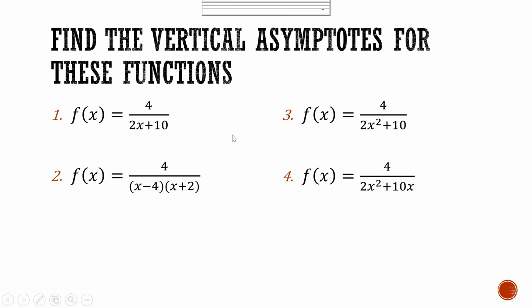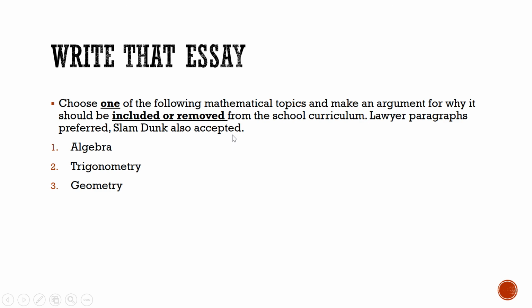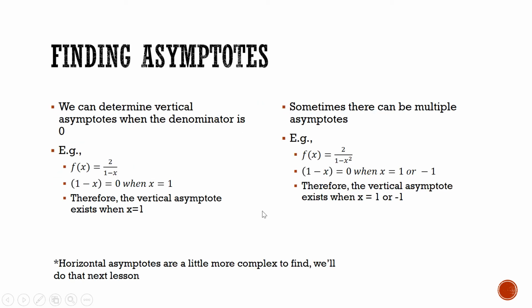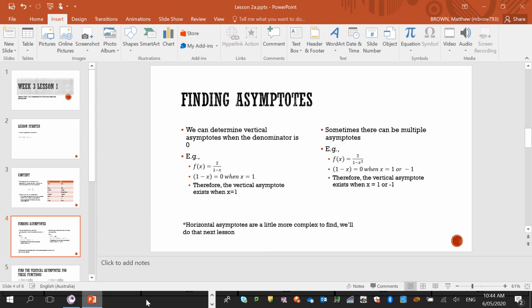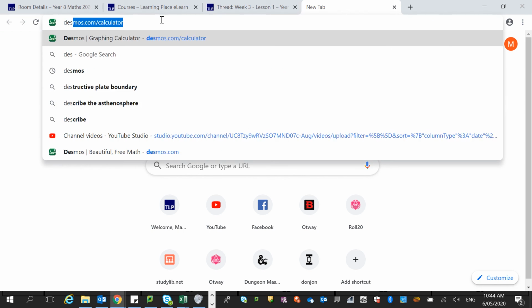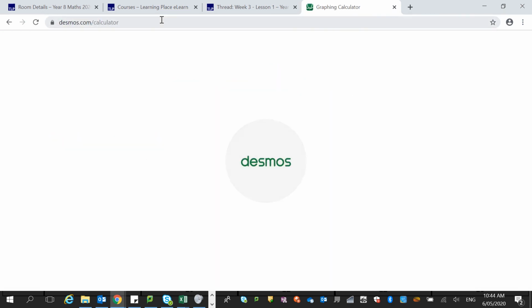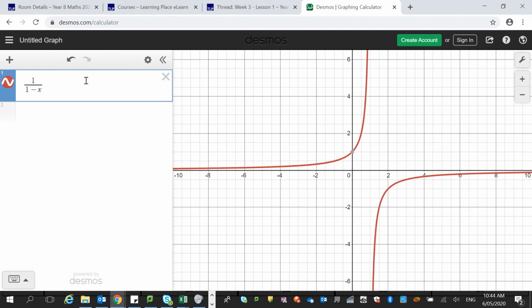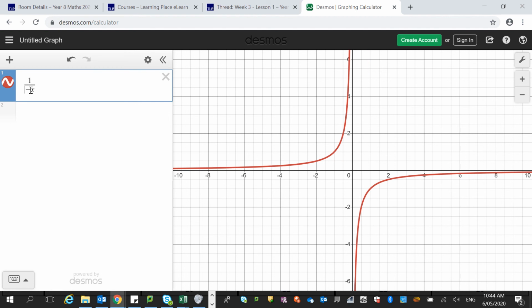Okay, so what I wanted to do just to finish off this video, because this has been quite a short video, is I'm going to pop into Desmos and show you what these actually look like on a Cartesian plane. Okay, so 1 over a minus x.